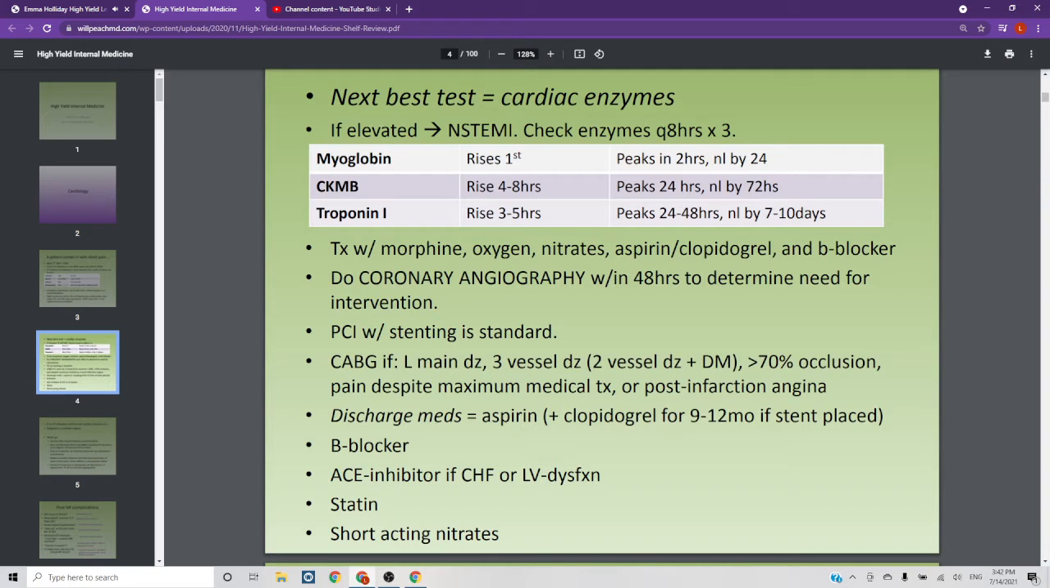So we always send these folks home on aspirin or clopidogrel if they've got a stent. They always need a beta blocker. You need an ACE inhibitor, particularly if they've got some type of left ventricular dysfunction, and we need to give them a statin for prevention of future disease. And then nitrates for their chest pain.